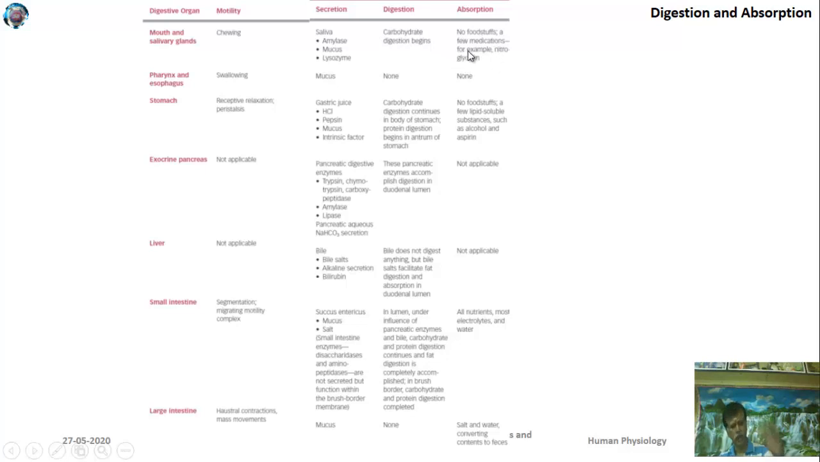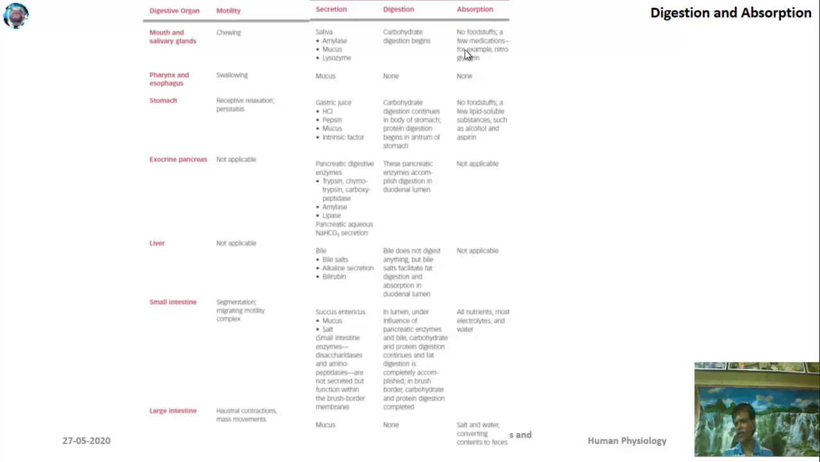So this is how whatever we saw in the previous slides is summarized in the form of a table, which can be easily understood and remembered. For remembering purposes, this might be the other way of representing digestion and absorption at the organ level. Say, what happens in the mouth and what happens in the stomach. You can see it like that also, the digestion and absorption.